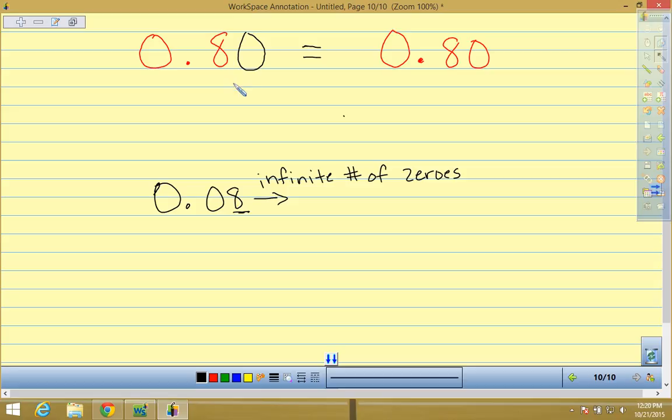If we were looking at this in fraction form originally, this would be 8/10 and 80/100ths. I can add a 0 here. Whatever I do to the top, I got to do to the bottom, and add a 0 here to make it equal. Good work. Any questions about that so far?